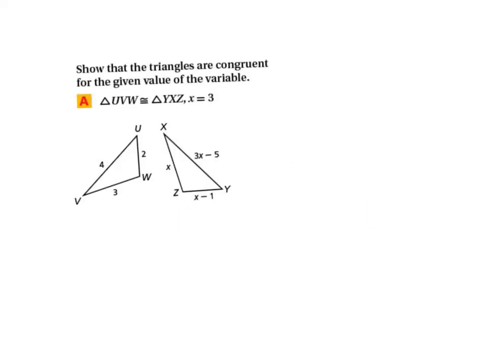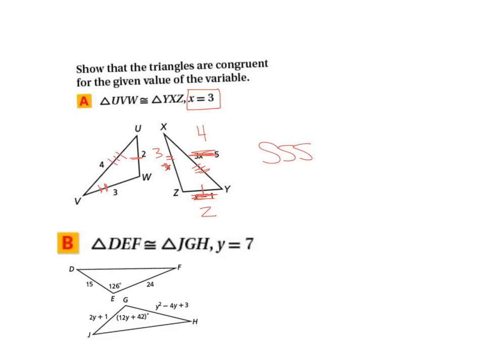In this type of problem, it's asking us to show that the triangles are congruent for the given value of the variable. So they're telling me that x is 3. It's right here. X equals 3. So I would plug in 3. So this x is going to be 3. 3 minus 1 is 2. And here, 3 times 3 is 9 minus 5 is 4. So I have a 2, 3, 4 triangle. And on the left, I have a 2, 3, 4 triangle. So the 2 is congruent to the 2. The 3, I'll put 2 tick marks for that one, is congruent to the 3. And the 4, I'll give that 3 tick marks, is congruent to the 4. And so these two triangles are congruent. My options now are SAS or SSS. Since I have 3 sides congruent, it's SSS.